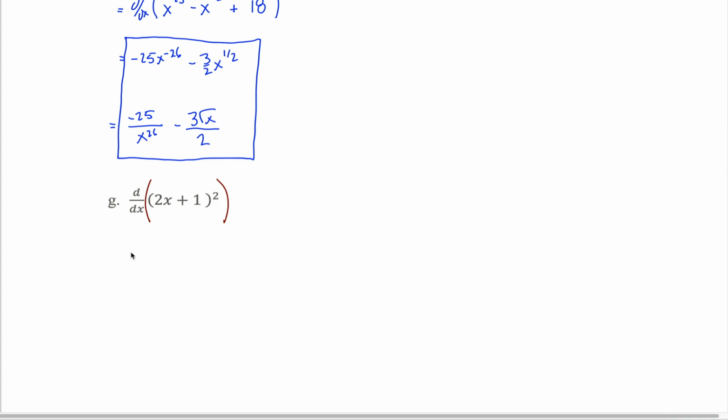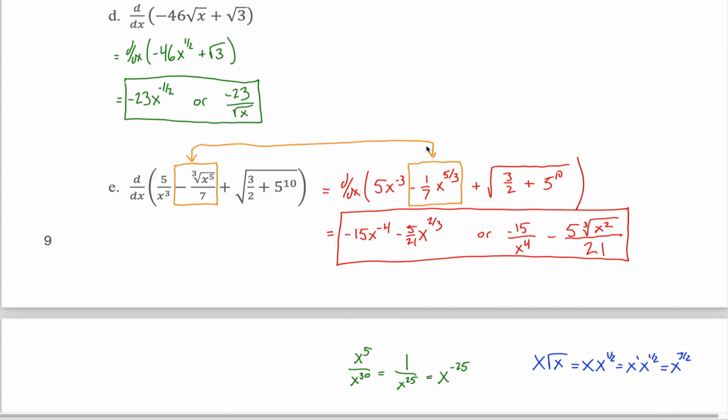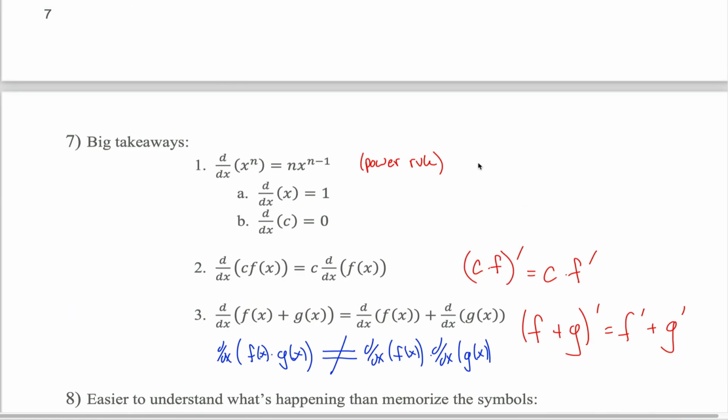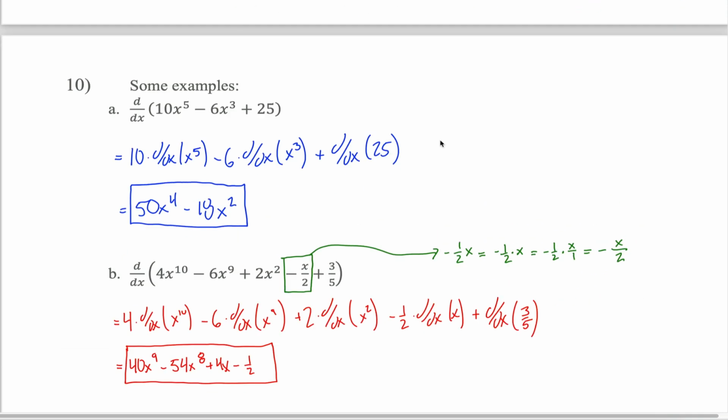Well, when you're squaring something, it's the same as multiplying it by itself. So you can think about this problem as the derivative of 2x plus 1 times 2x plus 1. And you're like, I got it from there. Then I just take the derivative of this and the derivative of this and multiply those together. No, the derivative of a product is not the product of the derivatives. Remember, we do not have a product derivative rule yet. The derivative of a product is not the product of the derivatives. I can't emphasize that enough.